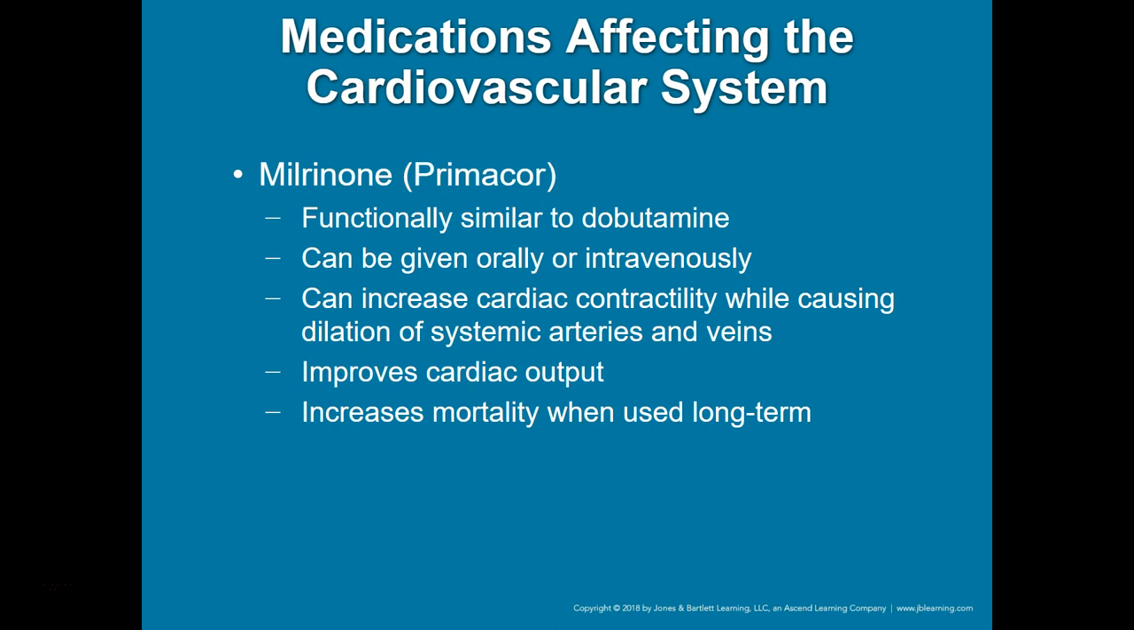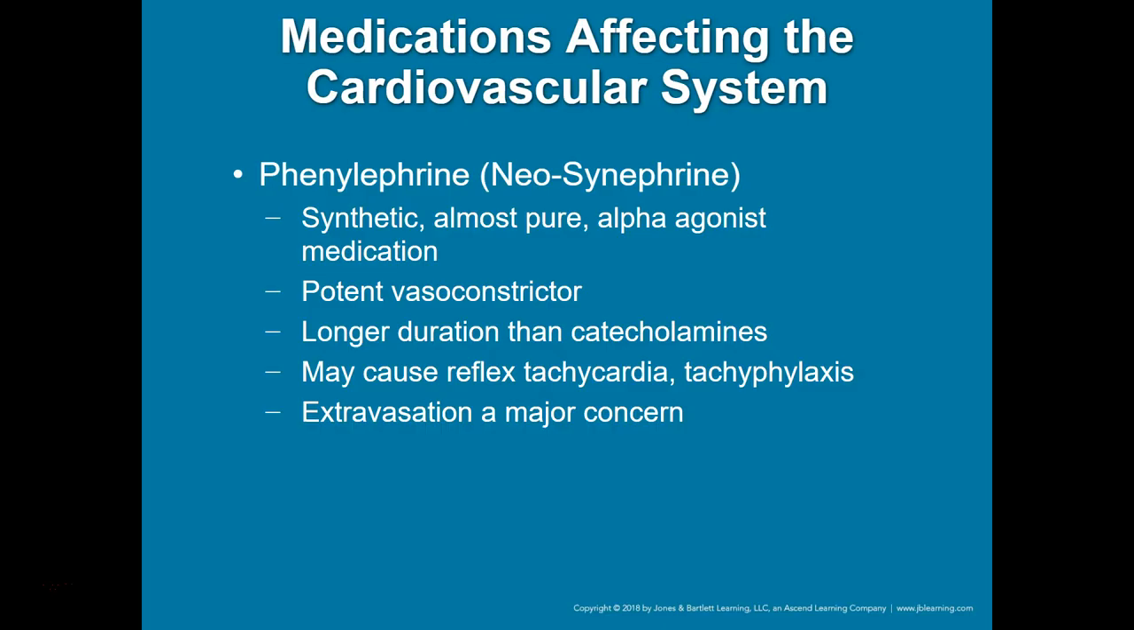Milrinone, kind of like dobutamine. You can give it IV or orally. It's going to increase cardiac contractility while causing dilation of systemic arteries and veins. You'd think, well, that seems kind of silly. You're going to increase workload to try to raise the blood pressure, but then you're also going to dilate the arteries and veins. Well, that's what you want sometimes with heart failure and stuff like that. So you're going to get better cardiac output, but you can also not raise the blood pressure. Of course, don't want to do it long term.